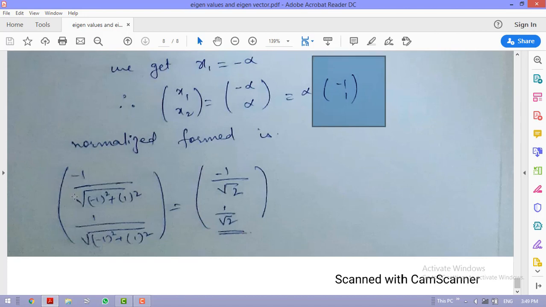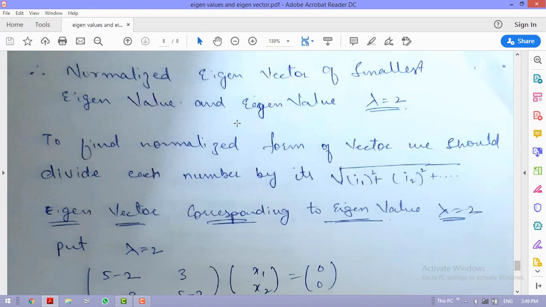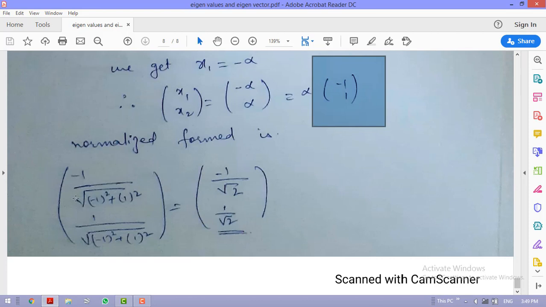Minus 1 divided by the square root of the sum of squares. To normalize, we first square each element and sum them under the square root. Here my eigenvector elements are minus 1 and 1, so the square root of minus 1 squared plus 1 squared gives minus 1 by root 2, and 1 divided by the same, root of minus 1 squared plus 1 squared, so 1 by root 2. So the normalized eigenvector is minus 1 by root 2, 1 by root 2.